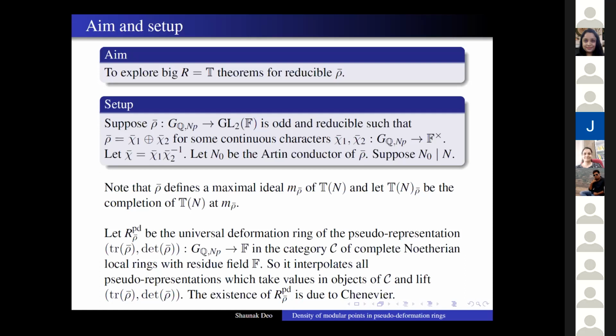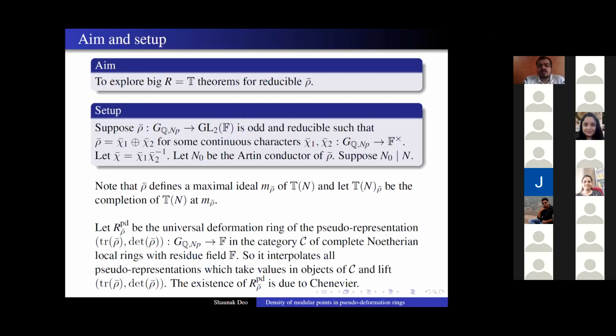Okay, yeah, so I would like to move on. And I would also like to say that there are n-dimensional pseudo-representations, but they are not as user-friendly as two-dimensional ones. So this nice user-friendly definition of two-dimensional ones that I gave, it's not available for n-dimensional pseudo-representations. But fortunately, we are just over two-dimensional ones, so we are saved in a sense. Okay, so this is the setup that rho bar is reducible, Tn rho bar is the corresponding Hecke algebra, which is the completion of Tn at m rho bar, which is the maximal ideal corresponding to rho bar, and R rho bar PD is the universal pseudo-deformation ring of rho bar. So it is the universal deformation ring of the pseudo-representation trace rho bar, determinant rho bar.